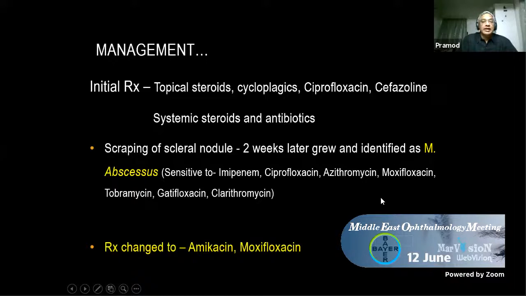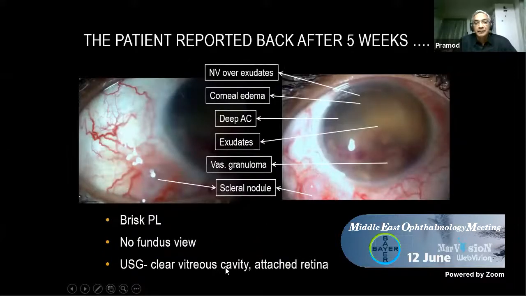growth shows Mycobacterium abscessus. This is something different we never saw. And we have a sensitivity pattern of all these drugs you see here. So we changed our treatment plan to amikacin and moxifloxacin because from what we've gone through in the literature, we realized Mycobacterium abscessus is sensitive to amikacin.